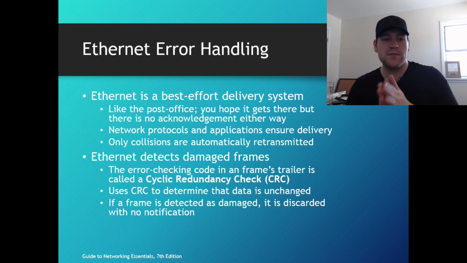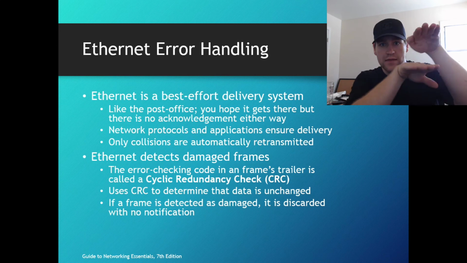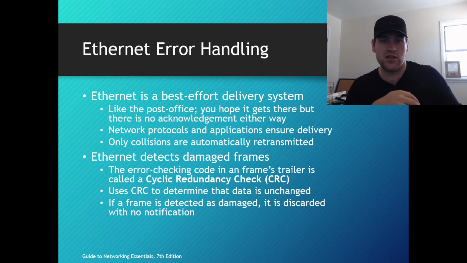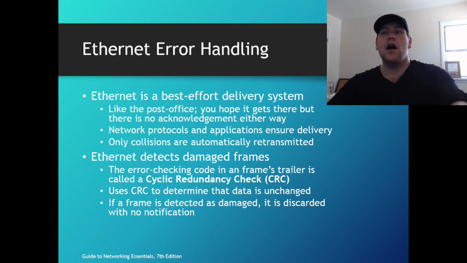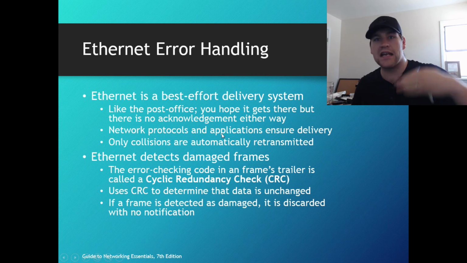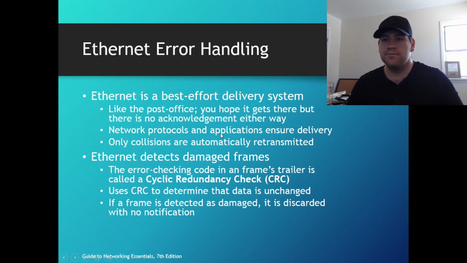The only time a retransmission occurs directly at the network interface layer through Ethernet is in the event that it detects a collision immediately after transmission, within moments after transmission. So if a collision occurs, that's the only time retransmission will occur. But again, network protocols and applications ensure delivery. That's where ensuring data gets from point A to point B is going to be handled further up.